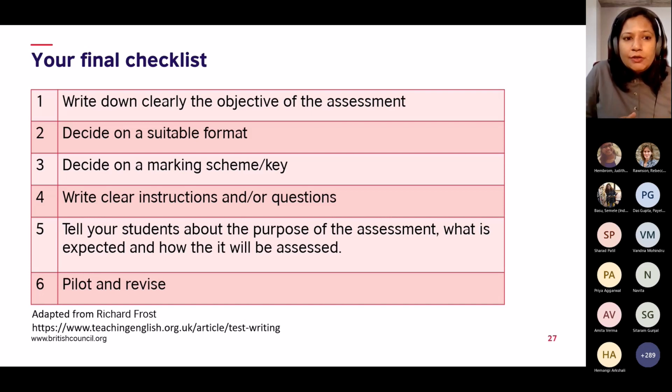Write clear instructions. Tell your students about the purpose of the assessment, what is expected, and how it will be assessed. And most importantly, pilot and revise. If you do get the time, you can try it with a smaller group of students or with your colleagues before you finalize it. So that's it. This is adapted from a blog written by Richard Frost. If you're interested, the link is on the screen and it will be in one of the slides.